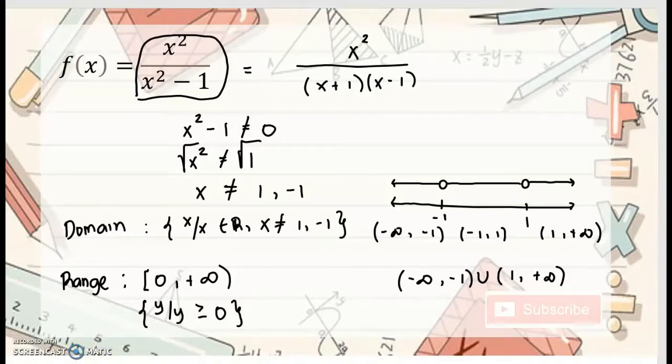I will end the video here. So this would be part 1 of identifying the domain and range of a function. On your second part, I will give additional examples on the domain and range of rational functions and also functions involving radicals. Hopefully you learn from me.